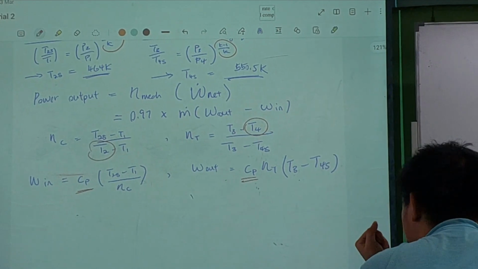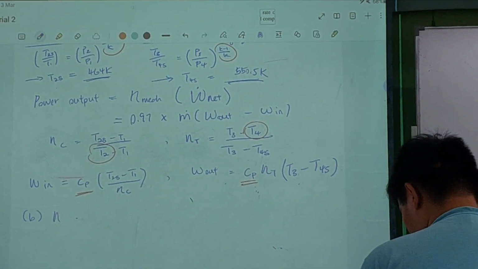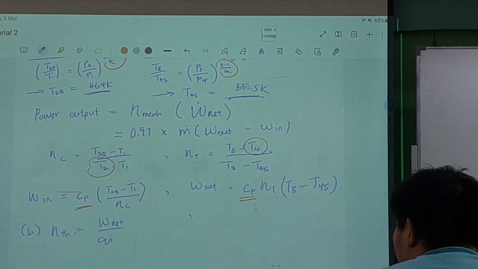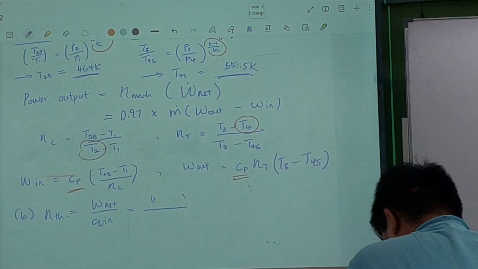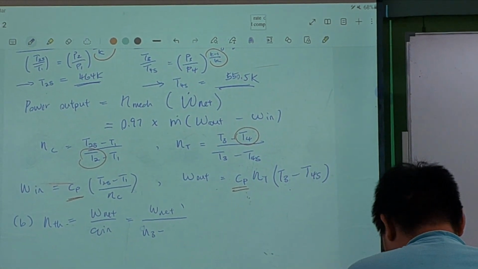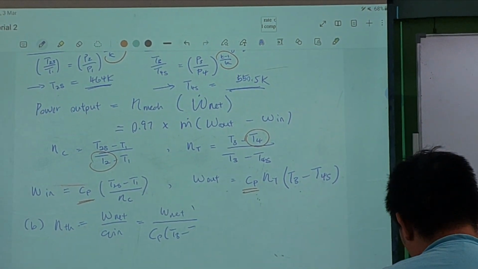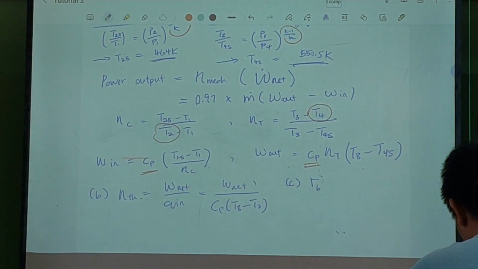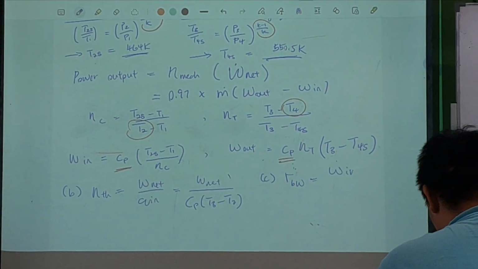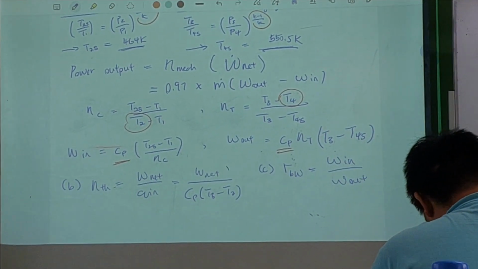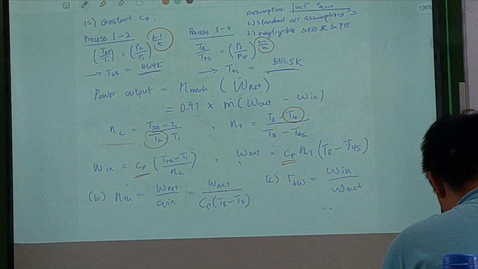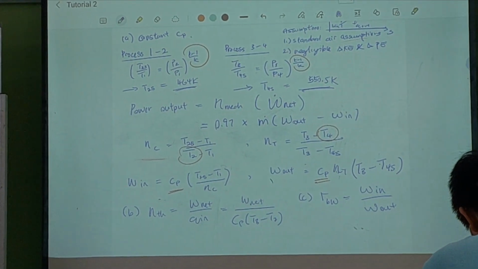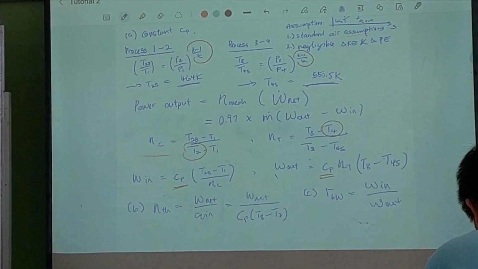So I will just quickly go through B and C. For B, you need thermal efficiency, work net over Q in. From here, you can just use work net and Q in equals Cp times (T3 minus T2). And then C is the back work ratio, which is just work in over work out. Once you have solved A, then B and C shouldn't be any issue, because it's simply application of the equations themselves.